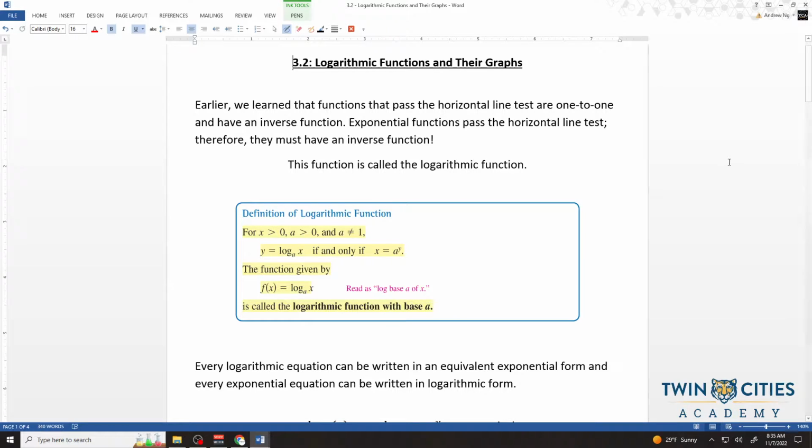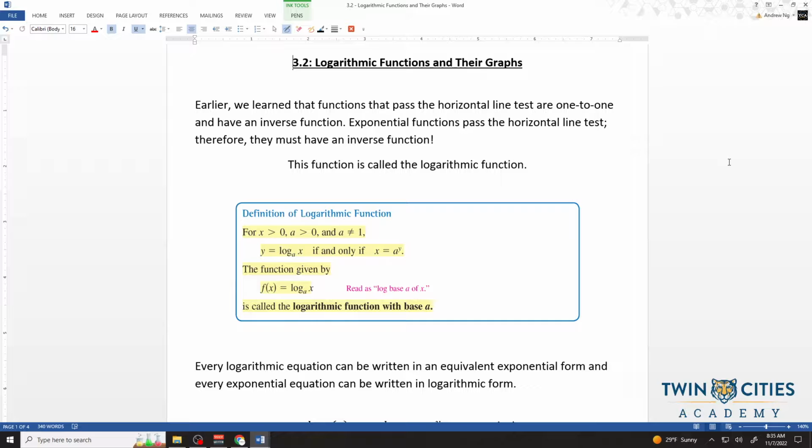Let's talk about logarithmic functions and their graphs. Earlier, we talked about functions that pass the horizontal line test, and if that's true, then they're one-to-one functions, and therefore they have an inverse function. Well, exponential functions pass the horizontal line test, which means that they too must have an inverse function. These functions are called logarithmic functions.